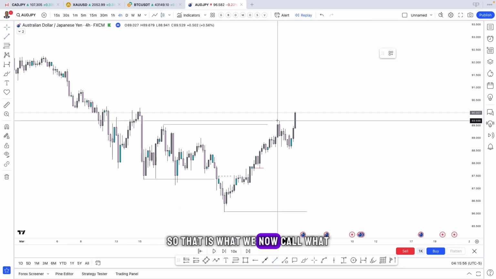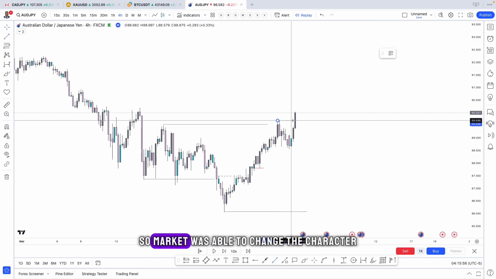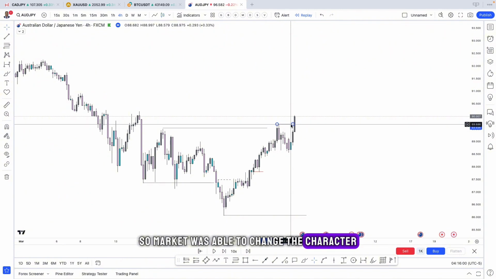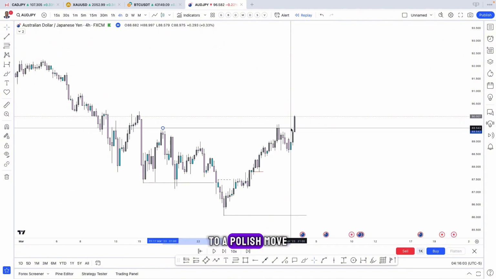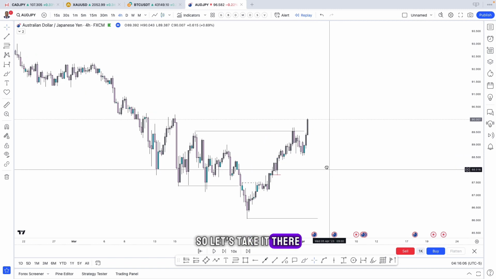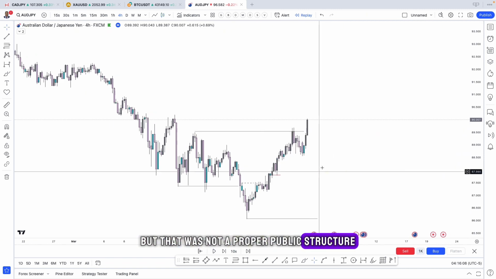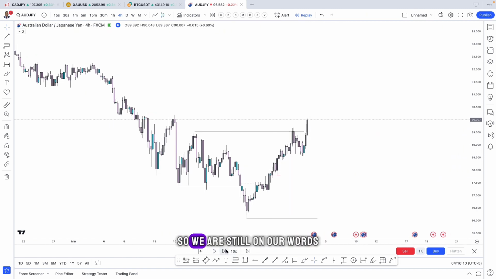So that is what we now call what? A change of character. The market was able to change the character from bearish to what? To a bullish move. So let's take it there, because that was not a proper break of structure. So we are still on how to use our Fibonacci properly.